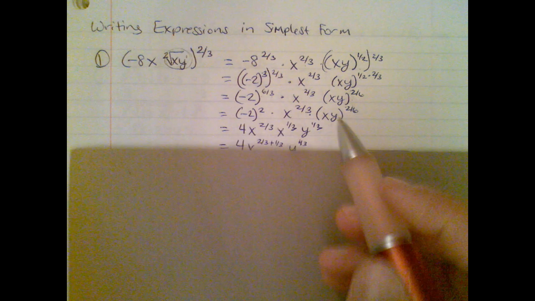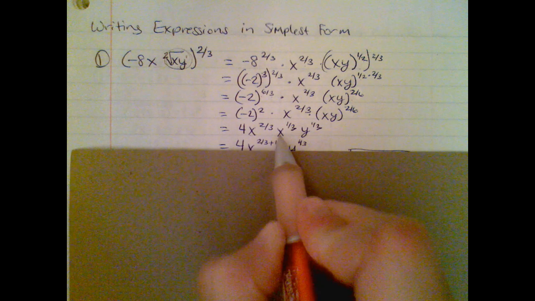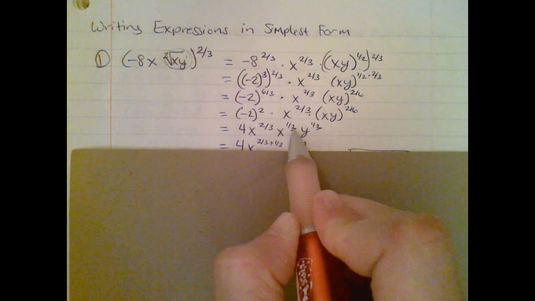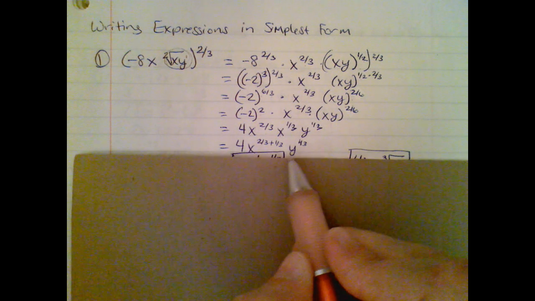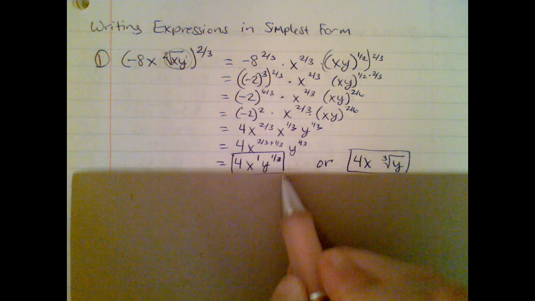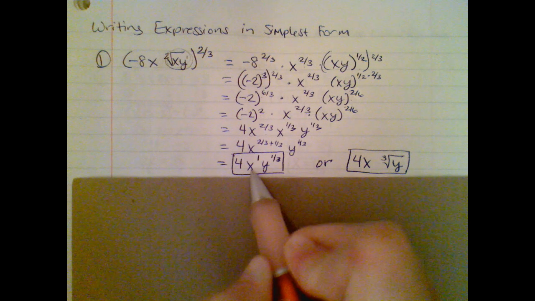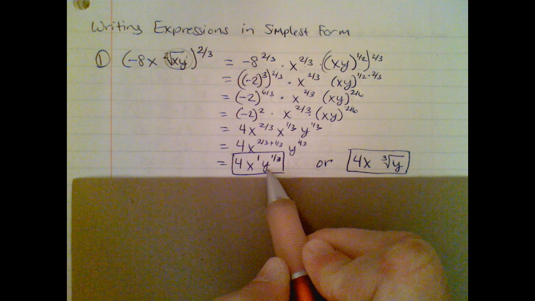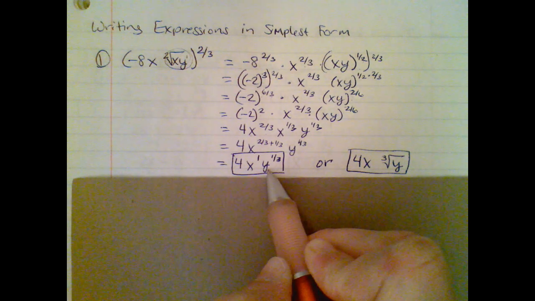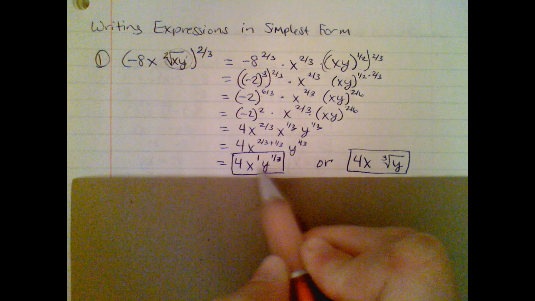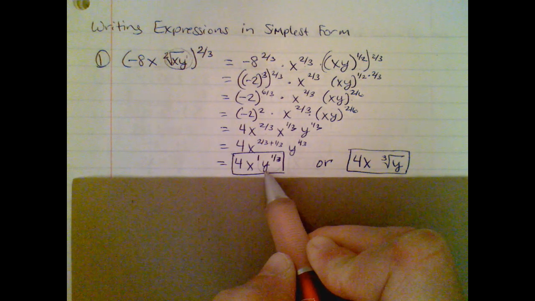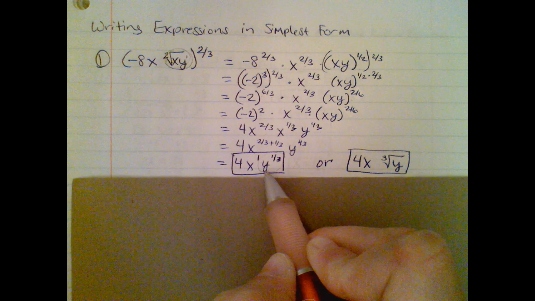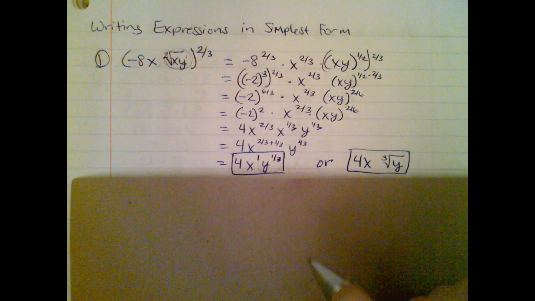And then I can combine my x's. My bases are the same, so I'm going to add my exponents. 2/3 plus 1/3 I get is 3/3, or just 1. So I have 4 times x to the first power times y to the 1/3 power. I can leave it like this, or I could go ahead and put this back in radical form, so it'd be 4x times the cube root of y. So either of these answers would be fine.